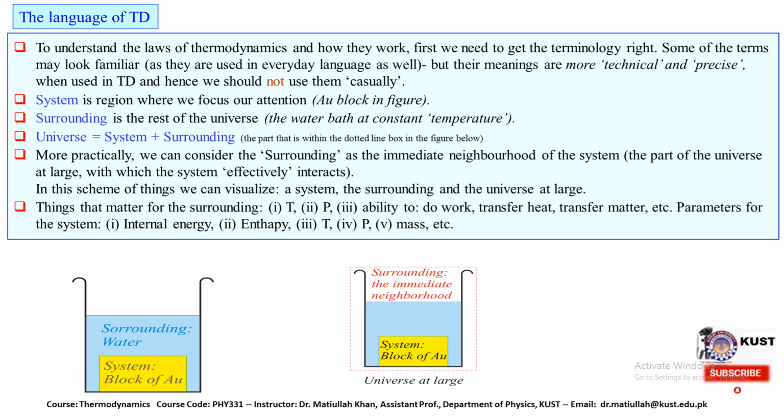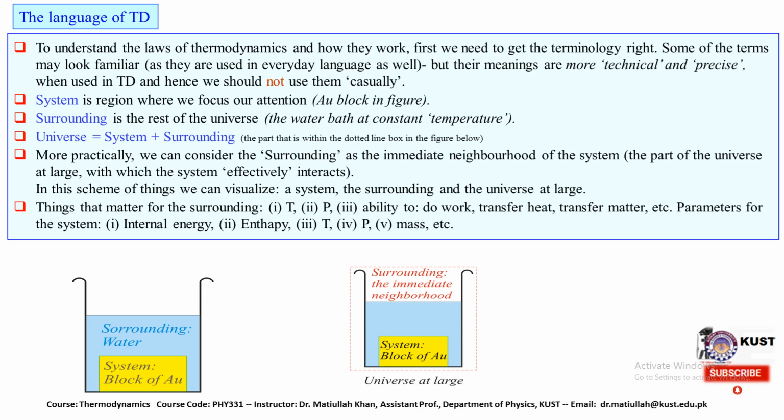The system is something that is under consideration or observation. The surrounding is what is not under consideration, and the boundary is the region between the system and the surrounding. The universe is the system plus the surrounding. Practically, we consider the surrounding to be the immediate neighborhood of the system.